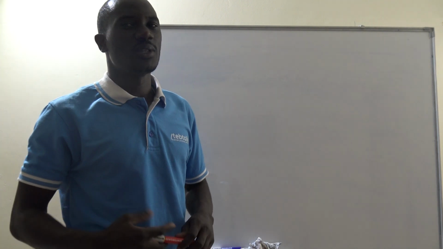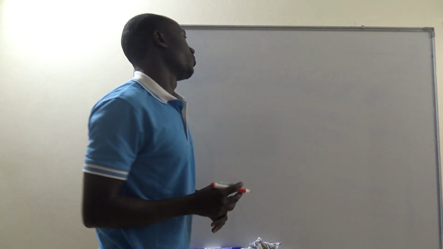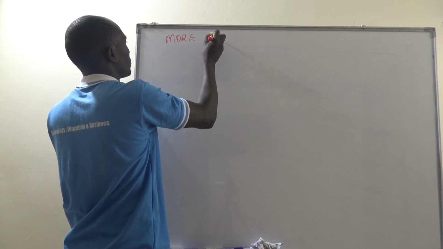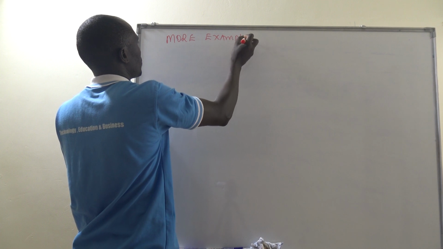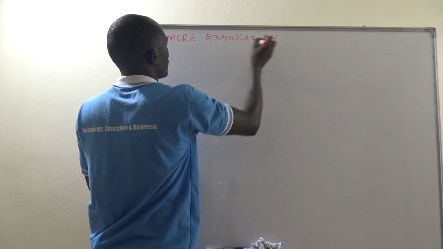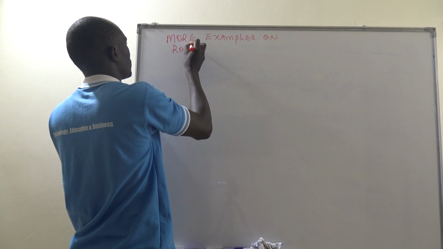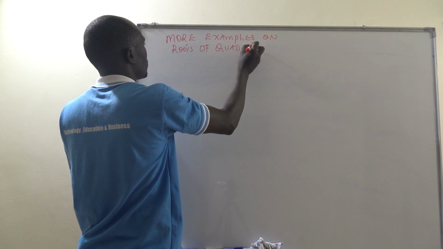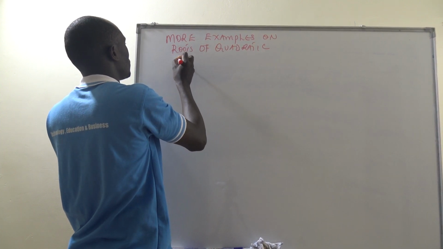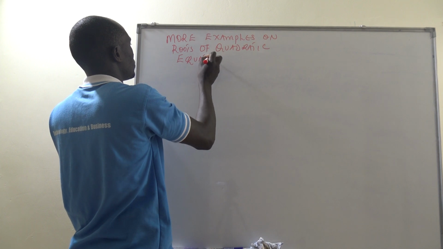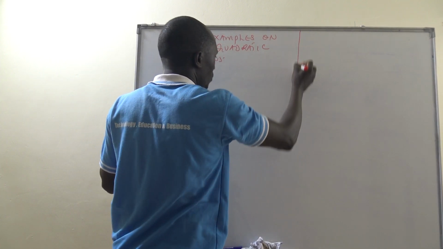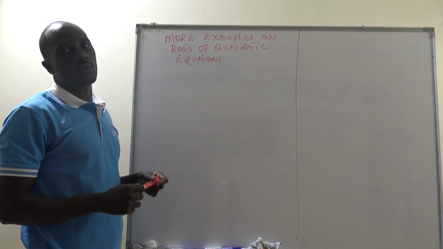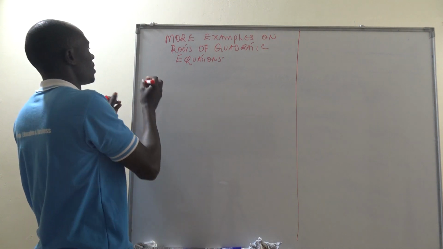So we are proceeding with more examples on roots of quadratic equation. We are going to have a series of more examples which are on roots of quadratic equation. So we shall start with example 1.